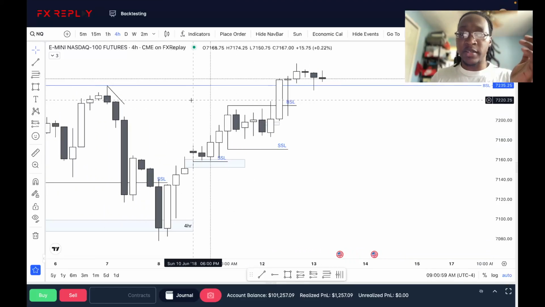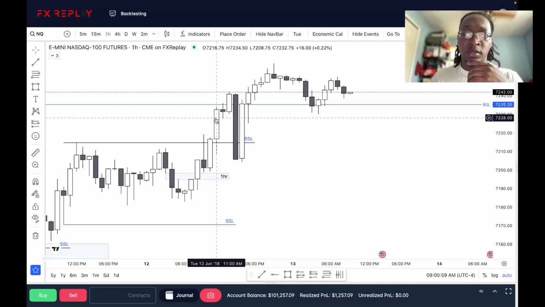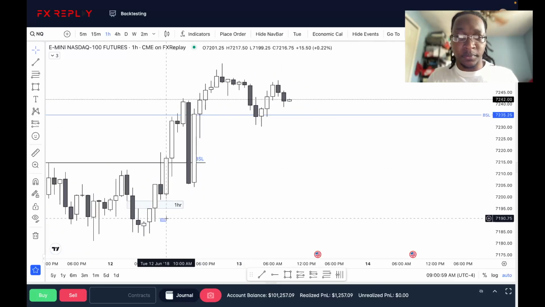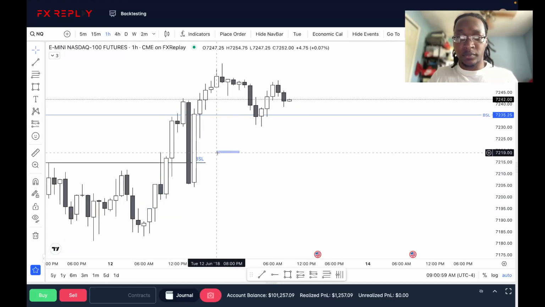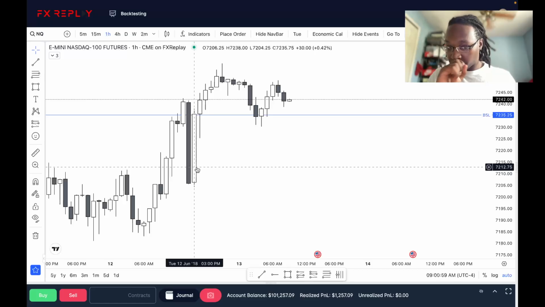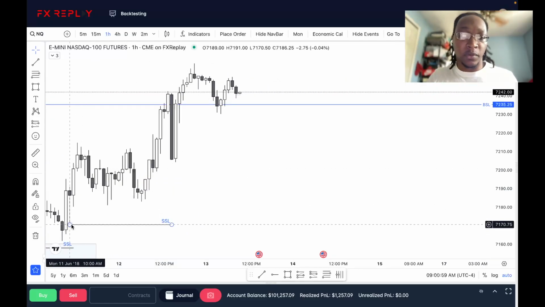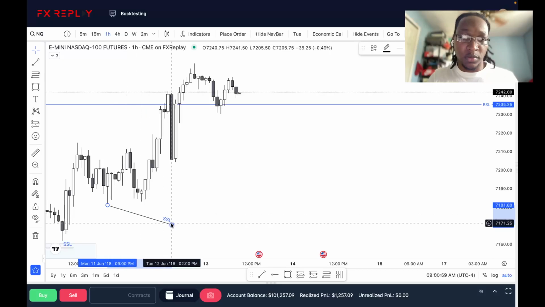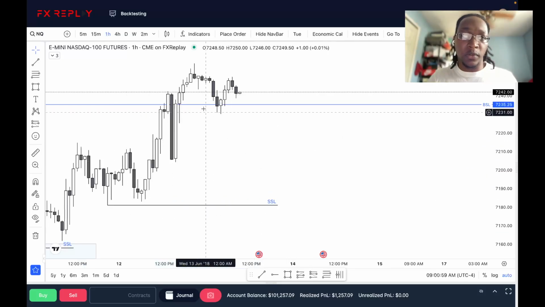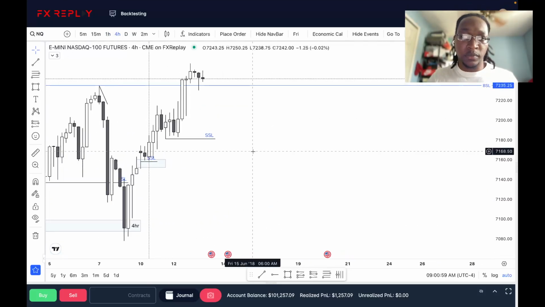Well, after running out buy side, we can look for the retracement. So we ran buy side. You can look for a retracement to a fair value gap or lows, but it would just need to structurally be there.